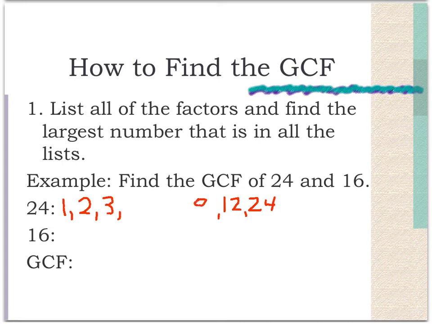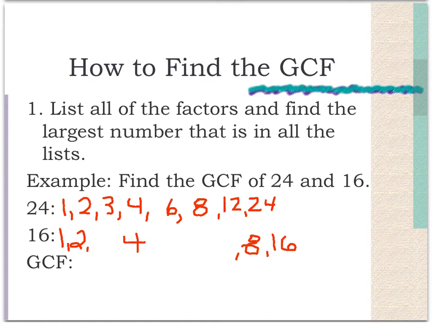3 times 8, and 4 times 6. And there aren't any more factors, as I'll try 5, and I know that 5 is not a factor of 24. Now I'll take care of 16. So the factors of 16 are 1 times 16, 2 times 8, and 4 times 4. And there aren't any more there.